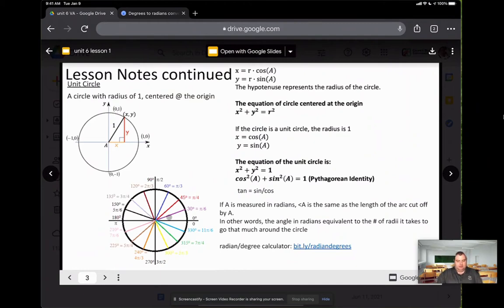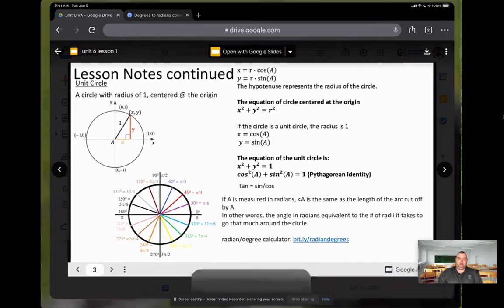Okay, remember each rotation is approximately 360 degrees or 2 pi radians. So whenever I make one full rotation around the unit circle, that would be 2 pi radians. So one rotation is 2 pi. Two rotations, meaning going around the circle twice, would be 4 pi. Three rotations would be 6 pi, and so on and so forth. The key fact is that each full rotation of the unit circle is 2 pi radians.